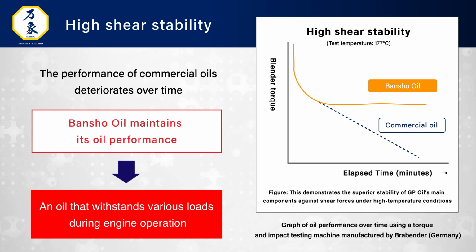Next are the results of a high-temperature load test, conducted by the German company Barras. In this test, the oil was maintained at 177 degrees Celsius, while mechanical shocks and loads were applied to measure durability. As shown in the graph, the components of commercial oils gradually break down over time, whereas Bansho Oil stabilizes after a certain point and remains steady. This demonstrates that even under harsh, high-temperature, high-load conditions, Bansho Oil's structure does not collapse. It continues to protect the engine with exceptional stability.